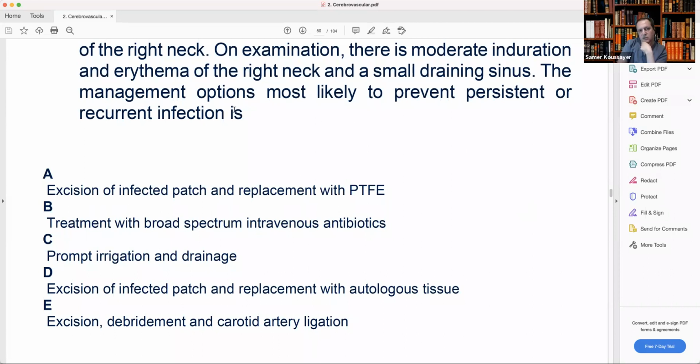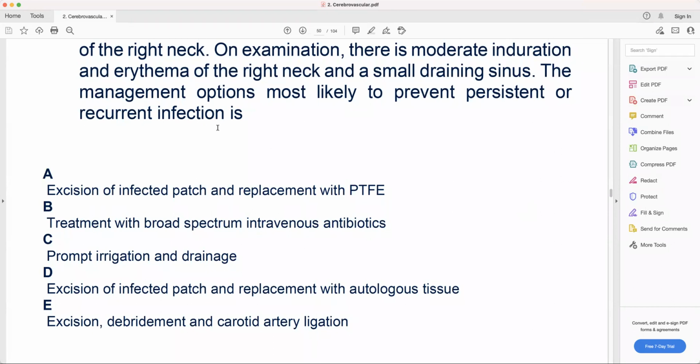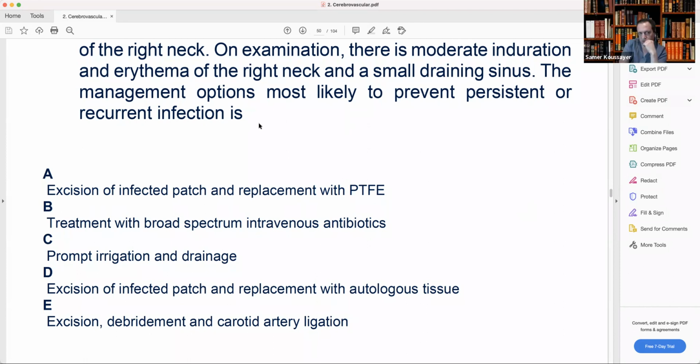But the question asks for the option most likely to prevent persistent or recurrent infection. Antibiotics will not do that. It may cool it down now, but it will come back. So antibiotics, yes, we're going to give it, and it may buy more time, but the moment you stop it, the infection will come back because the foreign body has to come out. So it's not good for persistent or recurrent infection.